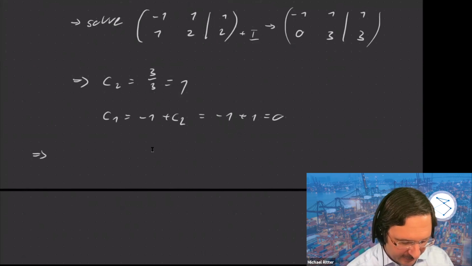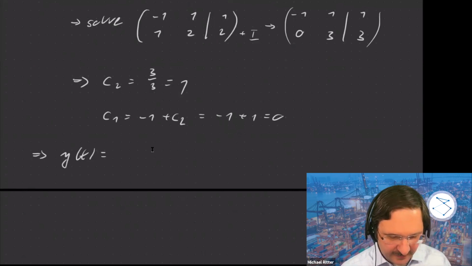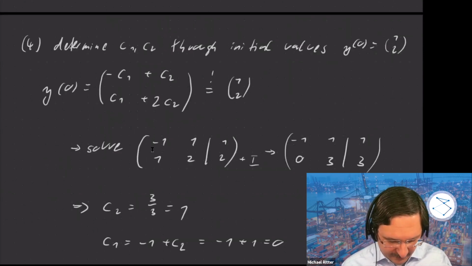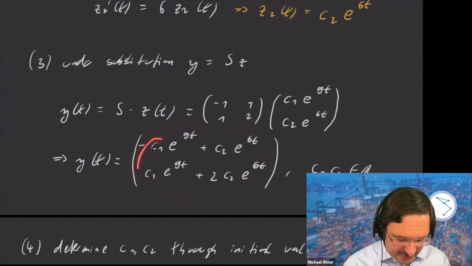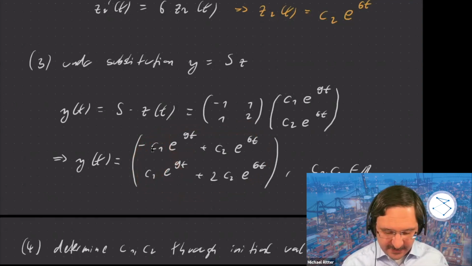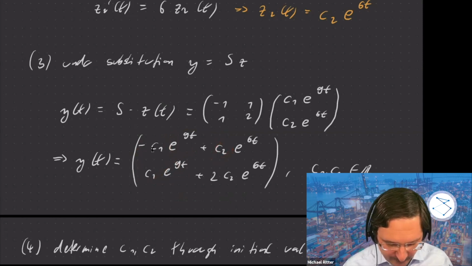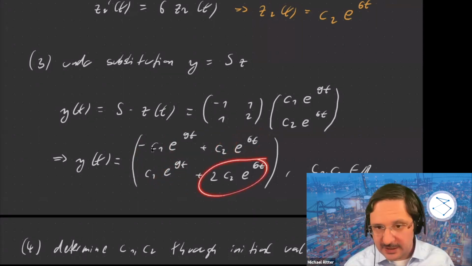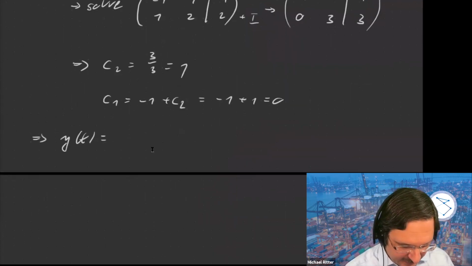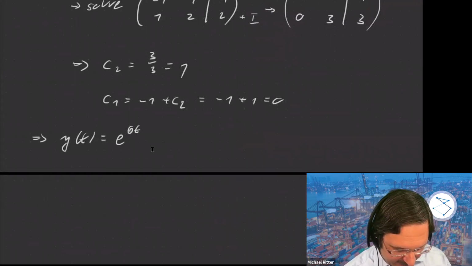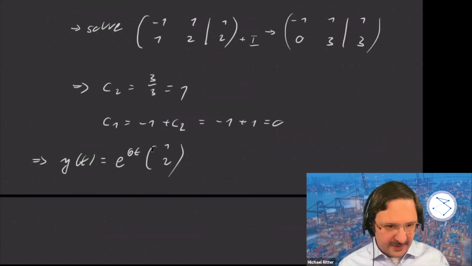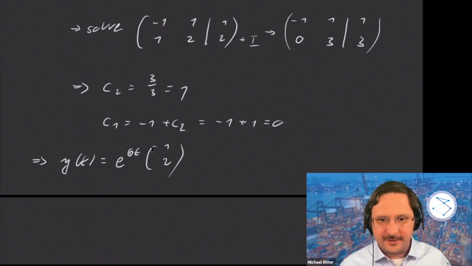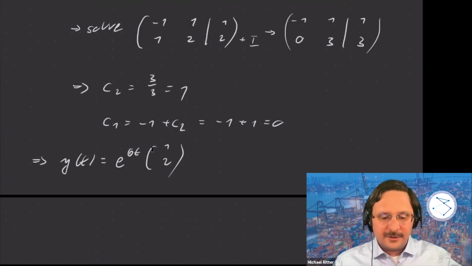And that means our solution is y of t. If we look back on that one here and then substitute those values for the c. So c1 is 0. That means that part vanishes here. And c2 is 1. So we are left with e to the 6t and 2 e to the 6t. E to the 6t, and we have 1 and 2. Right, and that should be the solution that we get here. So, finished. Questions?